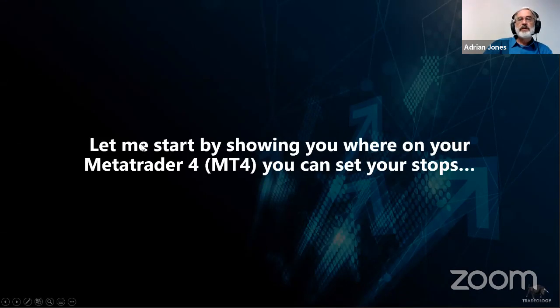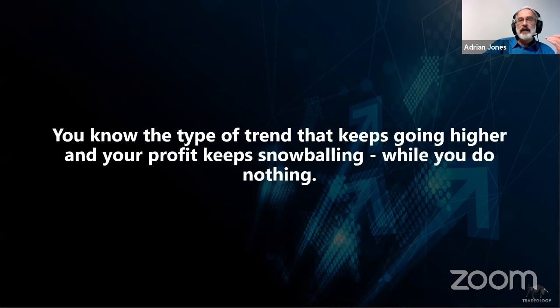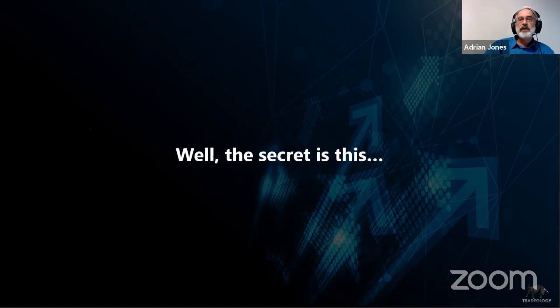We started last year with the MetaTrader 4 platform, and now I want you to answer this question if you can. Have you ever wondered how professional traders ride big trends? We often hear about how these guys are riding these trends, they're making so much money. How do they do it? You know the type of trend that keeps going higher and your profit keeps snowballing while you do nothing. So price just keeps rising and they're just in the money the whole time. How do they do that? They're not really doing anything except for looking at their charts. Well, the secret to this is they use a trailing stop loss.